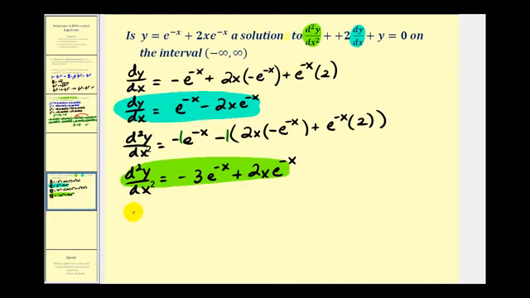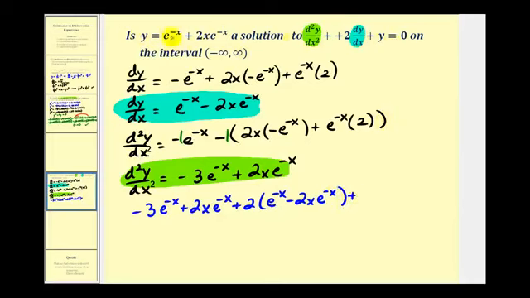So we're going to have negative 3e to the negative x plus 2x e to the negative x plus 2 times dy/dx, so that's e to the negative x minus 2x e to the negative x, plus y, where y is the original function, so we have e to the negative x plus 2x e to the negative x equals 0. If this is true, then our function is a solution. If it's not true, then it's not.